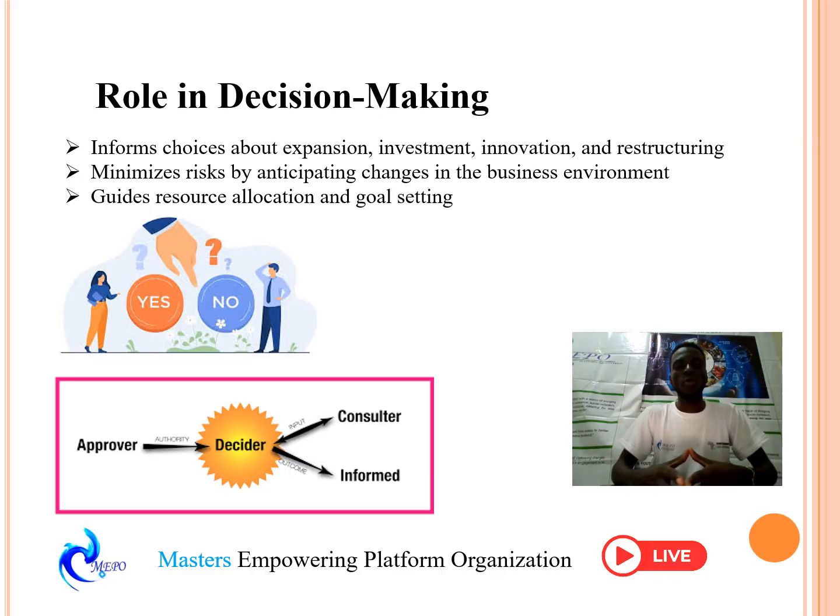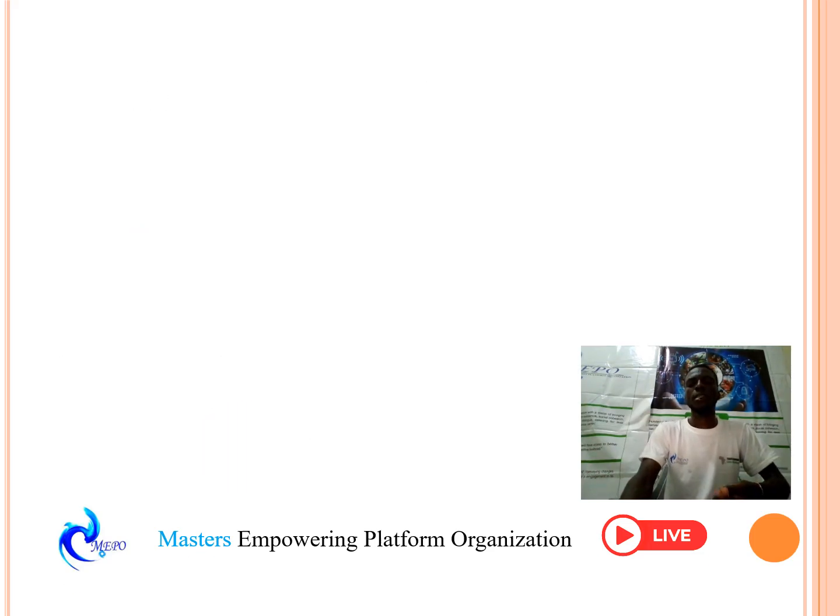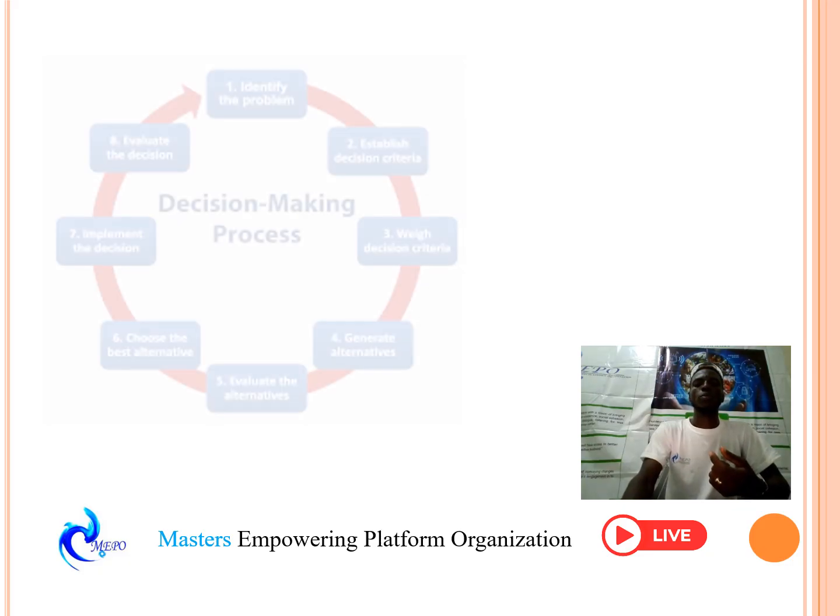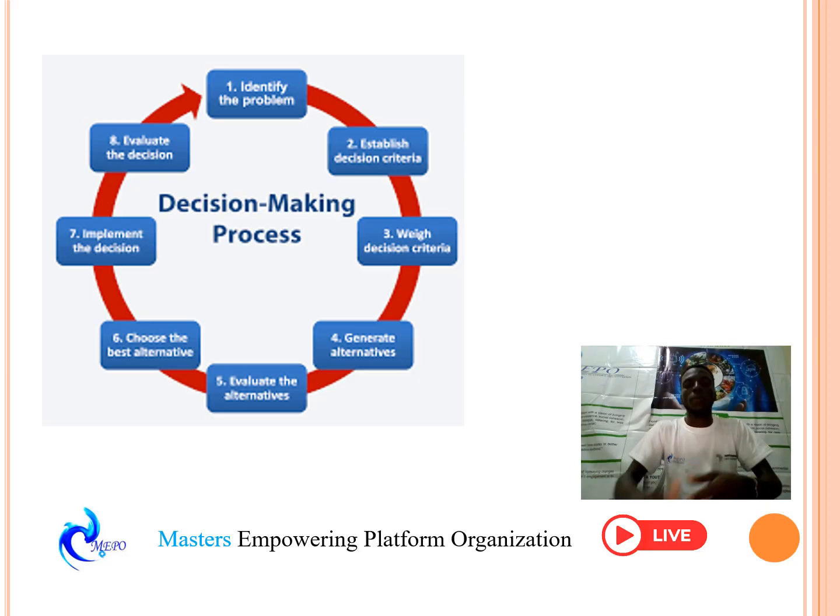You have to approve and decide, consult and inform. These are some of the things that we have to look at. So let me take you to the decision making process. When I take you to the decision making process, I will talk about identify the problem. You have to identify the problem, where it is coming from, how to manage it, and if you do all that, business will be good for you and it will be a good decision making process.